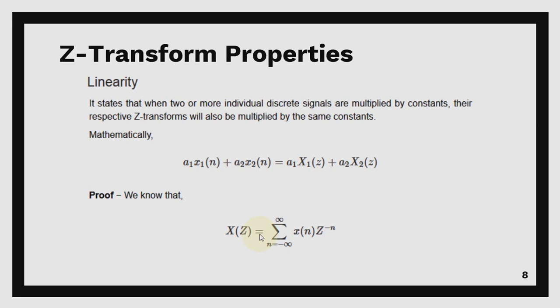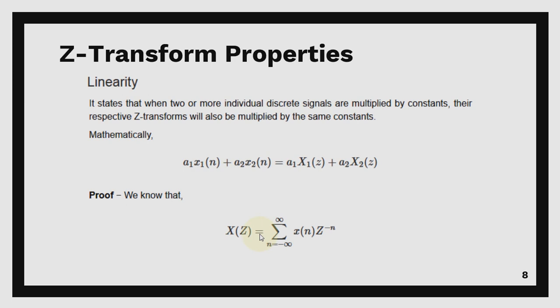So let us check out some properties of the Z transform. The first property is linearity. It states that when two or more individual discrete signals are multiplied by constants, their respective Z transforms will also be multiplied by the same constants. So these are the two sequences and the constants are a1 and a2. Then a1 x1 of n plus a2 x2 of n has the Z transform a1 X1 of z plus a2 X2 of z.